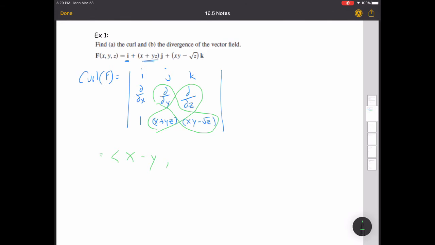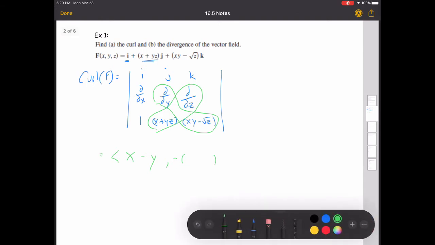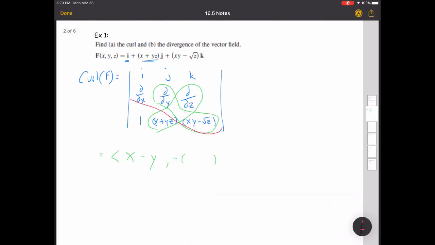Now you'll do the j part. Remember, the j is going to be the opposite sign, so we're going to put a negative in there, and put parentheses here because I know I'm going to have to subtract some things. Actually, I am going to circle these, let's do red. The partial of x on that one right there is just going to be y. And this is going to be the partial with respect to z, which is going to be 0.